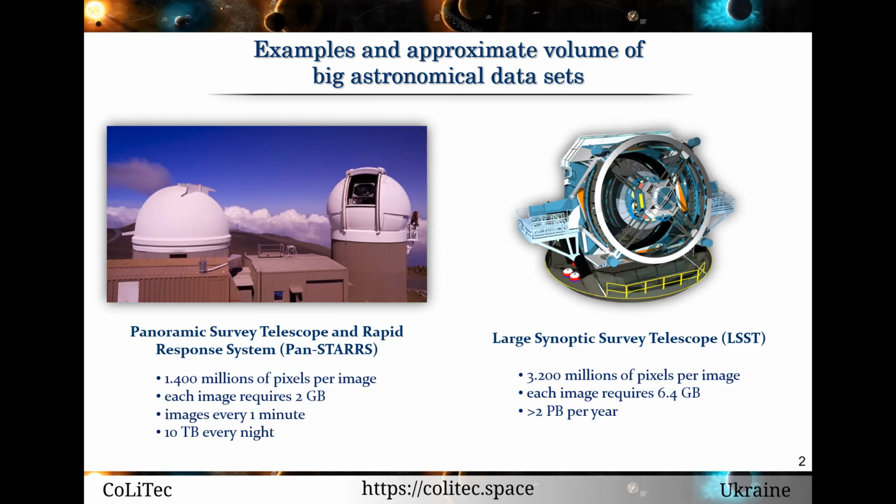Telescopes are also keeping pace. For example, Pan-STARRS in Hawaii contains two telescopes with 1 and 8 meter aperture. Both are equipped with the largest CCD camera, which records about 1 and 4 billion pixels per image. Each such image requires about 2 gigabytes of storage, and exposure times will be up to 1 minute. So more than 10 terabytes of data are obtained every night.